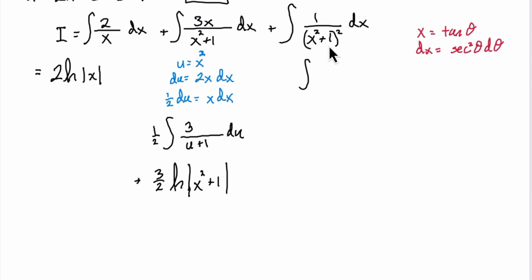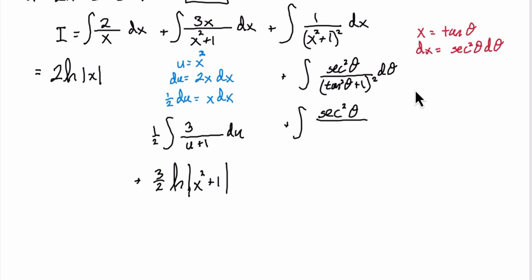The integral will then be, in the denominator we have tangent squared theta plus 1 quantity squared, and dx we are replacing with secant squared theta d theta. Recognize that in the denominator we have an identity. Tangent squared theta plus 1 is secant squared. So the numerator is still secant squared theta. Again, in the denominator we are replacing this with secant squared. We have secant squared quantity squared, which makes this secant to the 4th theta, d theta.